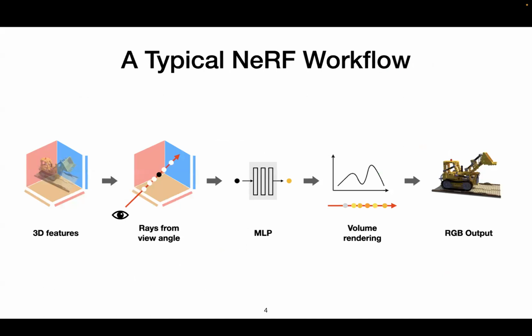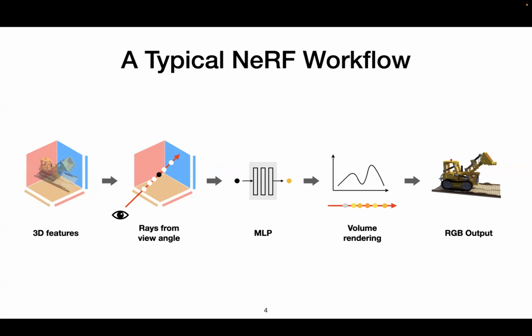To understand the NeRF performance bottleneck, we first look at the typical NeRF workflow. For the typical NeRF model, there are sparse features to represent the 3D space. With these features, to render a pixel, it will shoot a ray in the 3D space and sample points along the ray. For each point, it will use an MLP network to infer the color and density from the feature and view angle. Then you compute the integral of the density and color along the ray and get the final color of one pixel. This process is called volume rendering.